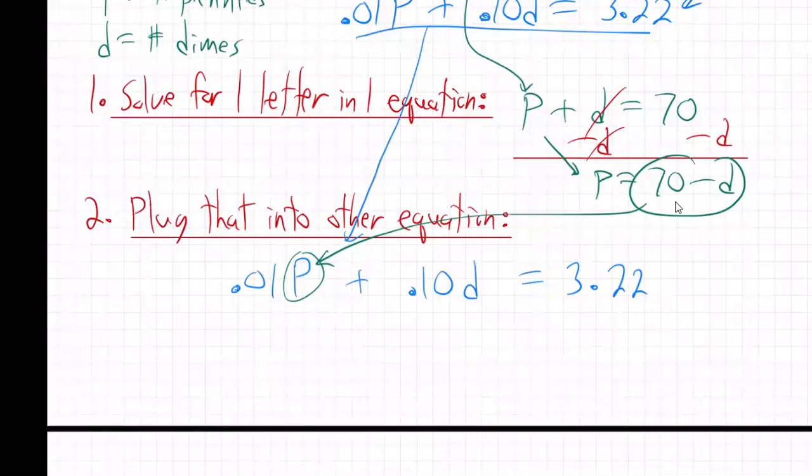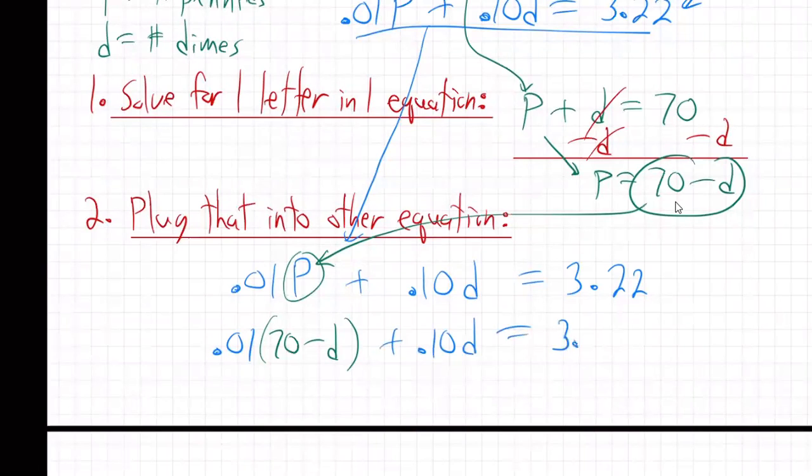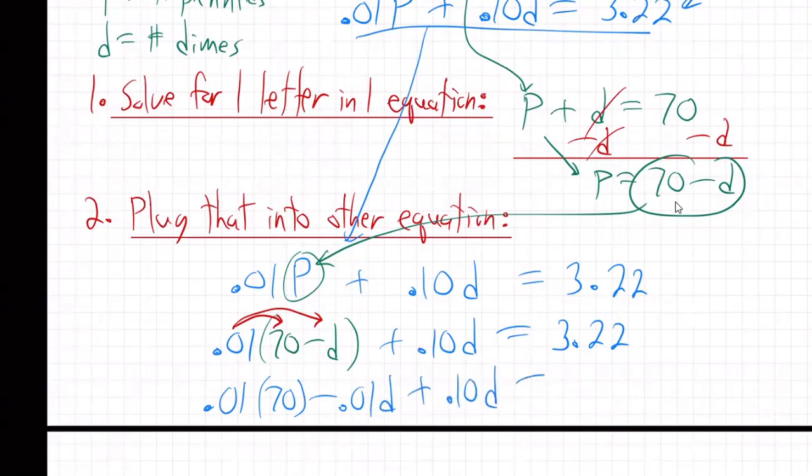So what do we got? We've got 0.01 and then P, 70 minus D. Like that. And then we can distribute. So we get 0.01 times 70 minus 0.01 times D plus 0.10 D equals 322.